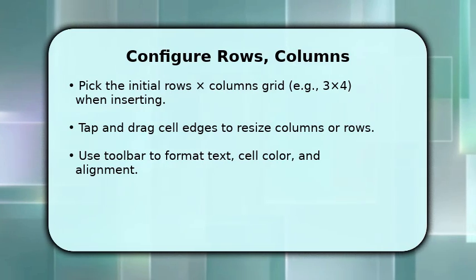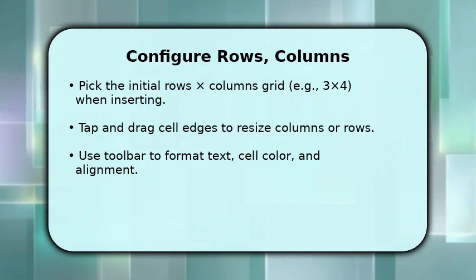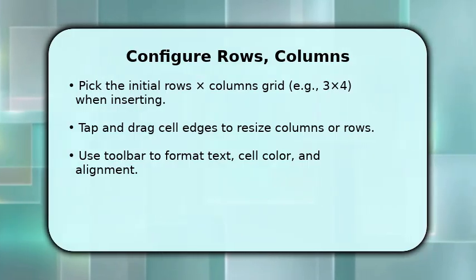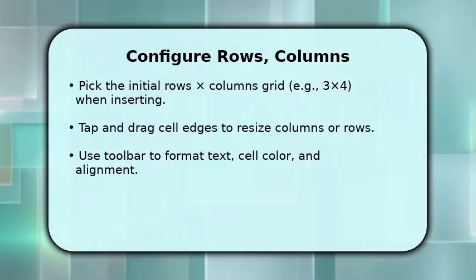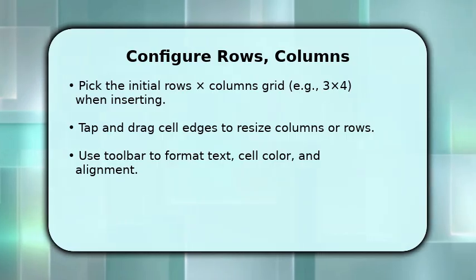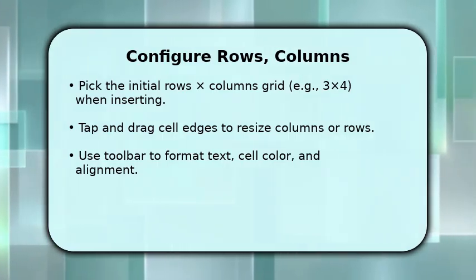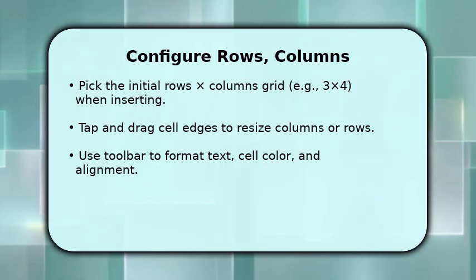Once the table exists, pick the exact rows and columns you need. You can always add more later. To adjust layout, tap a cell and drag its blue handle to resize columns or rows for better spacing. Use the formatting toolbar to change font size, bold, background color, and alignment so the table reads clearly.